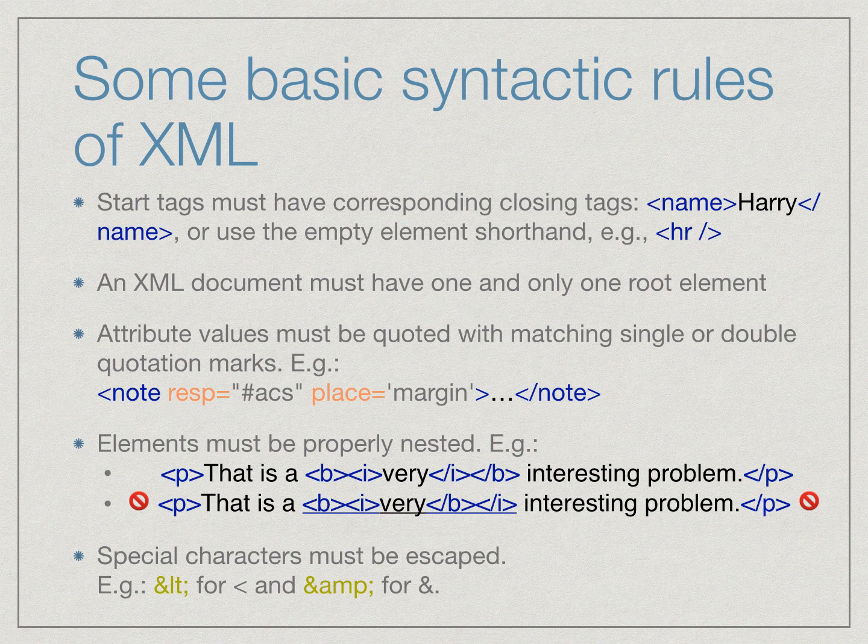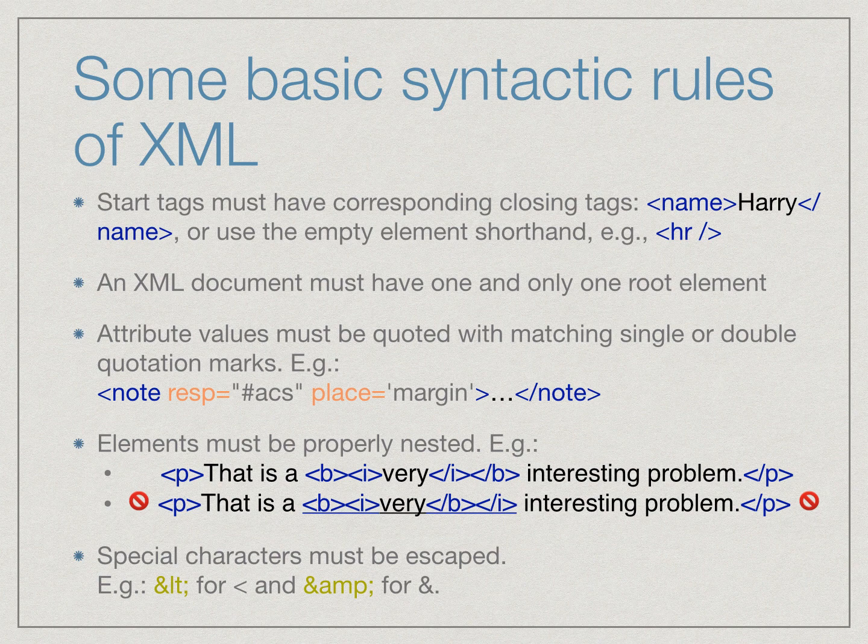What are some of these basic syntactic rules of XML? Start tags must have corresponding closing tags, or use the empty element shorthand. An XML document must have one and only one root element, that is a single element within which all others are nested. Attribute values must be quoted with matching single or double quotation marks. Elements must be properly nested. They can't overlap in unallowable ways.